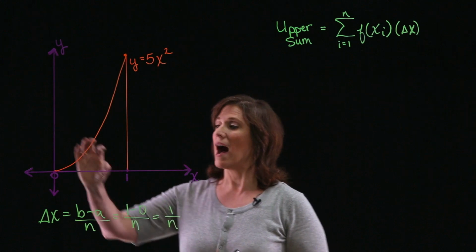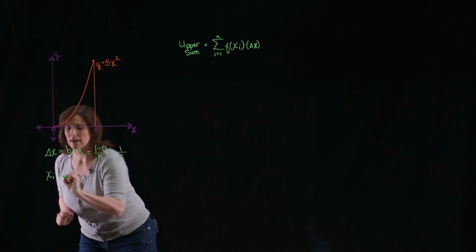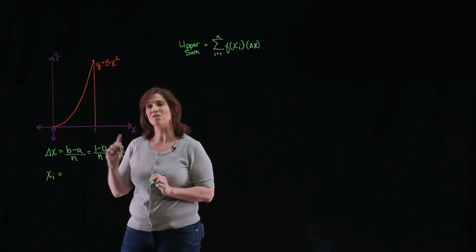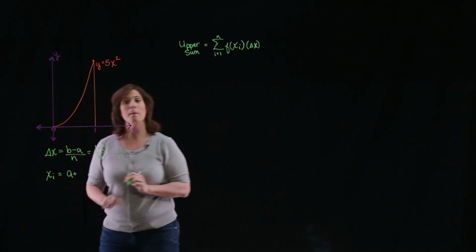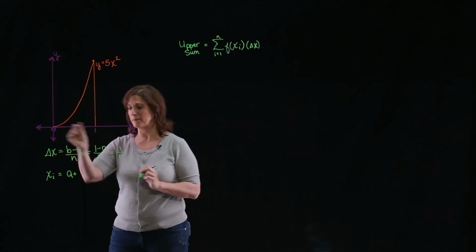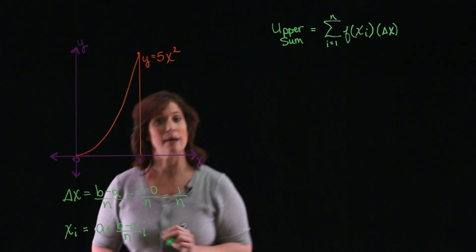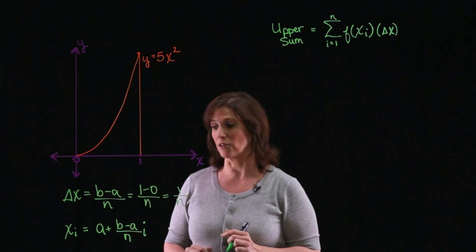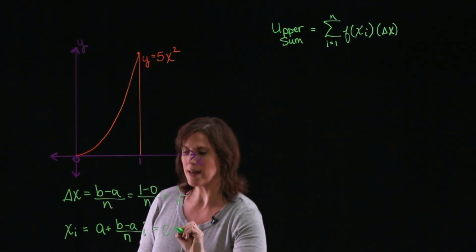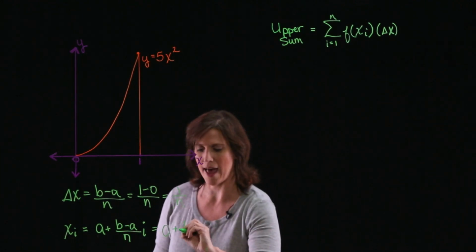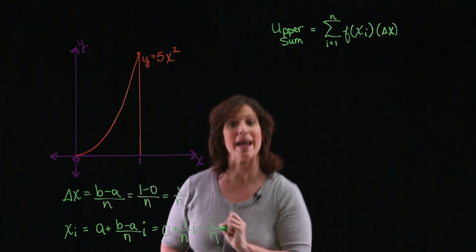Now for my height, I need to use the right endpoint. So the x sub i, which will be the endpoints of my interval, is going to be the leftmost endpoint, which I'm going to call a for now, plus the width times i: a plus b minus a all over n times i. In this case, the leftmost endpoint is 0. I've already calculated b minus a over n to be 1 over n. I'll multiply that by i, and I get i divided by n.